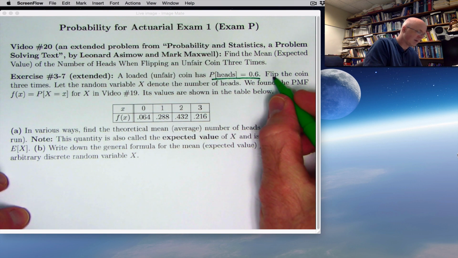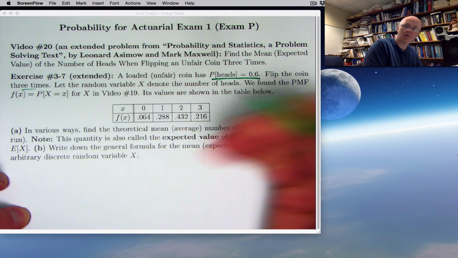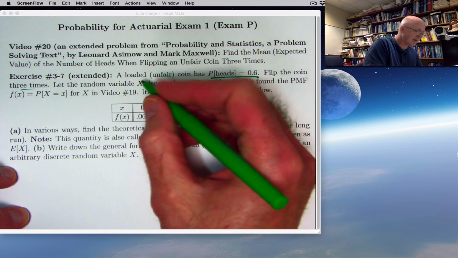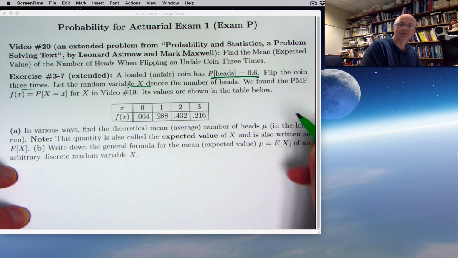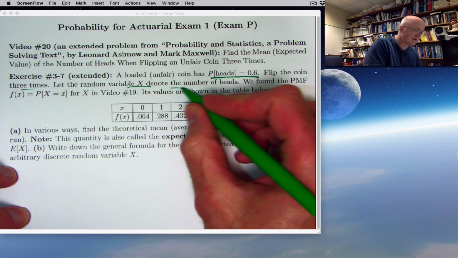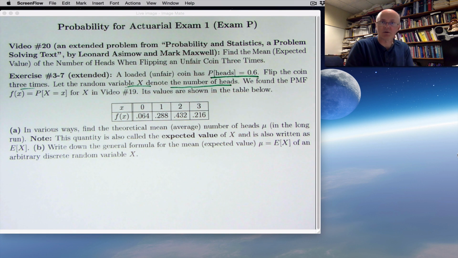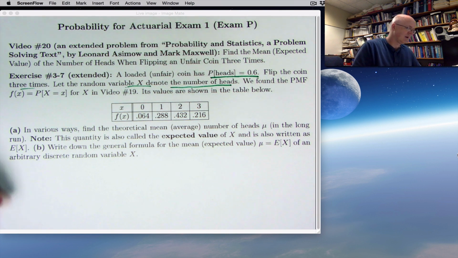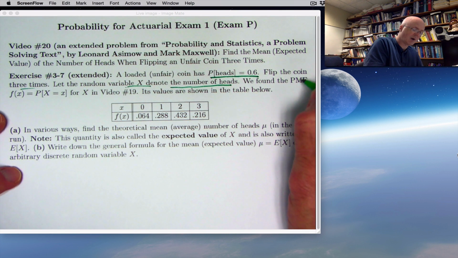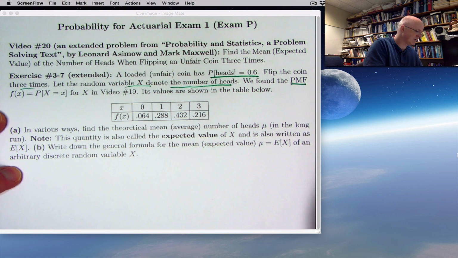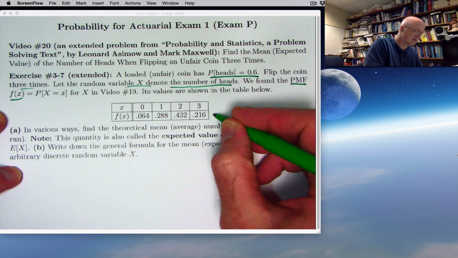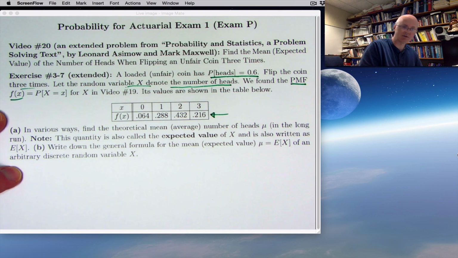We want to flip the coin 3 times and count the number of heads. The random variable, capital X, is your discrete random variable denoting the number of heads. It can be 0, 1, 2, or 3. In video number 19, we found the probability mass function, PMF, called little f of x, whose values are given in this table that you see here.